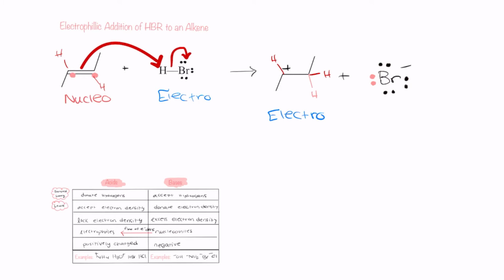And we know that negatively charged things tend to be nucleophiles. So we can go ahead and write that in there. And we know that nucleophiles like to do the attacking, right? The arrow always goes from nucleophile to electrophile. So we can go ahead and draw an arrow going from the bromine lone pair over to the carbon that's lonely, the carbocation.